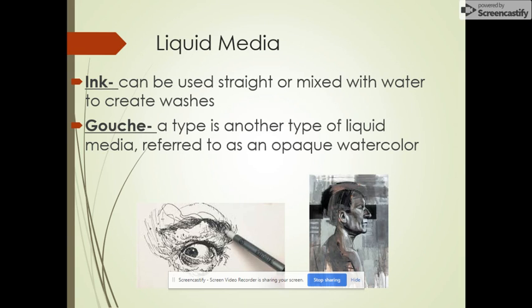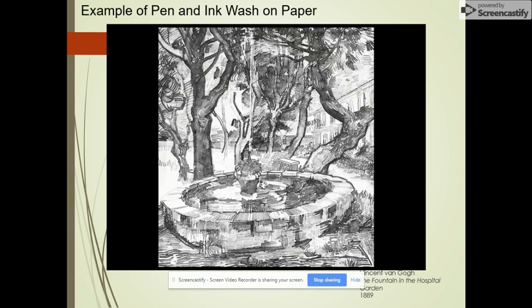Now, gouache is another type of liquid media, but what happens when we talk about gouache is we slowly approach this technique crossing the line over into painting. So I would like to actually skip over that for a little while, but I want to show you some fabulous examples. Again, another Van Gogh. Pen on paper, this is ink wash as well.